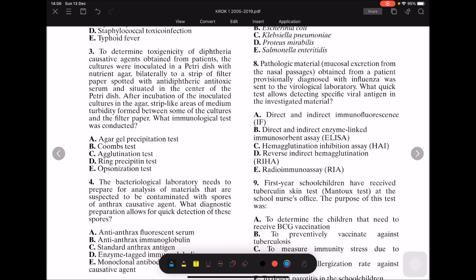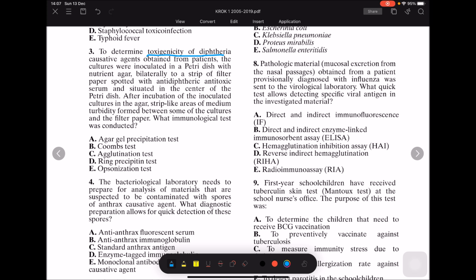The next question: to determine toxigenicity of a diphtheria causative agent obtained from a patient, a culture is inoculated in a petri dish with nutrient agar bilaterally to a strip of filter paper spotted with anti-diphtheric toxic serum and situated in the center of the petri dish. After incubation of the inoculated culture in agar, strip-like areas of the medium turbidity formed between some of the culture and the filter paper. What immunological test was conducted? So they describe the method.